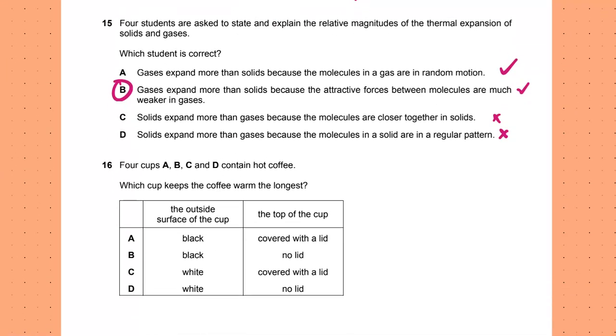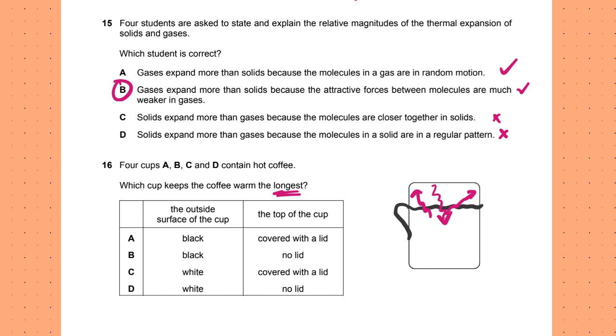16. 4 cups A, B, C, and D contain hot coffee. Which cup keeps the coffee warm the longest? Again, let's just think about the cup of coffee and what you want to do with it. So the idea is this, that if you have this cup of coffee, so there is this hot liquid inside this cup. Now this hot liquid is already inside, so this means that radiation will be going out of this cup. To keep it warm the longest, you need something which is going to reflect the radiation back in, and it will not let that escape, right?